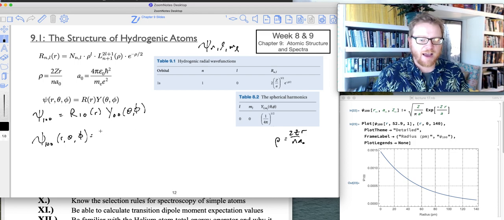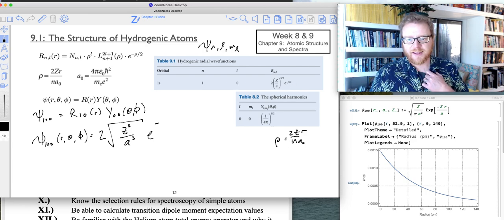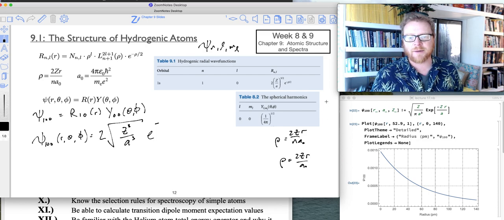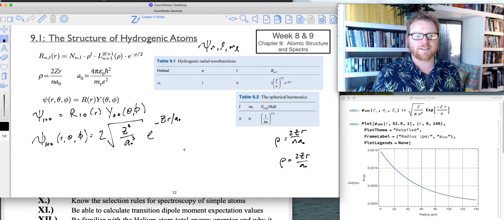Okay, so when I put that in, I've now got a 2 times the square root of Z cubed, all divided by a cubed, times e to the negative rho divided by 2. Okay, and so follow with me here. If n is equal to 1, that means my rho is 2Zr over a naught. But look, in the exponent, it's rho divided by 2. So that's going to cancel my 2. So that's now e to the negative Zr divided by Bohr radius.